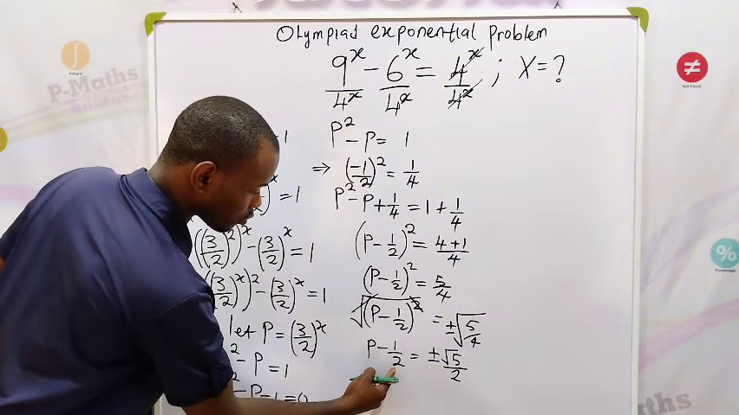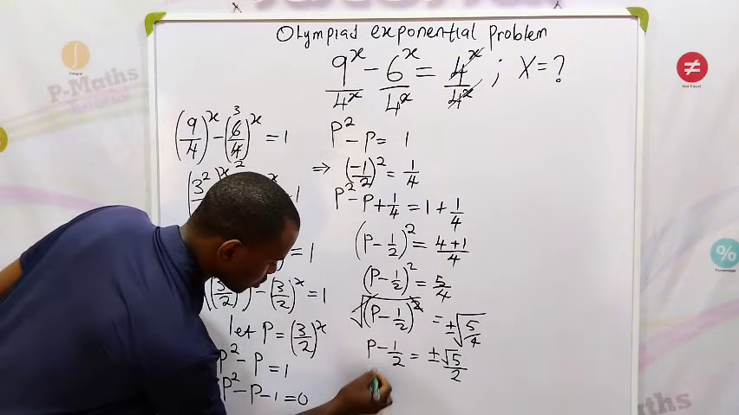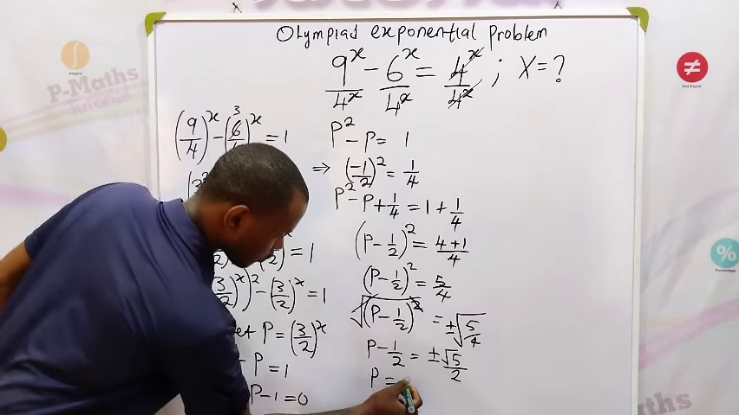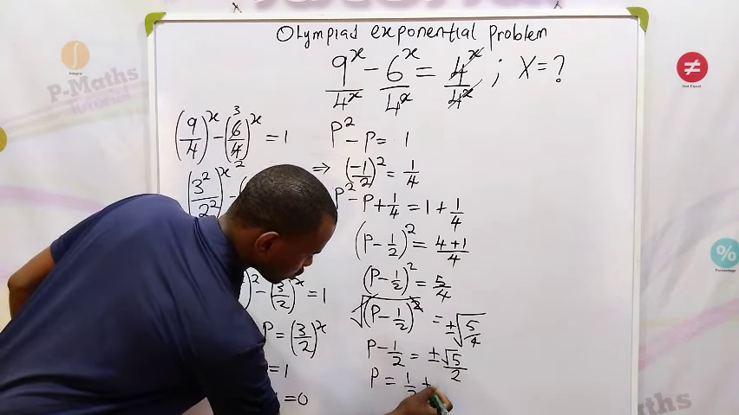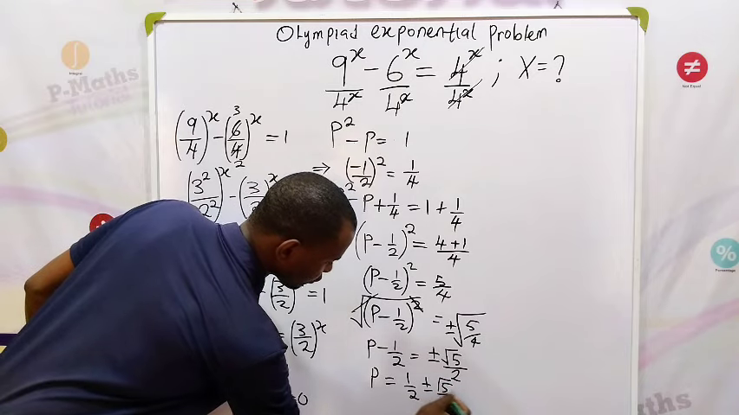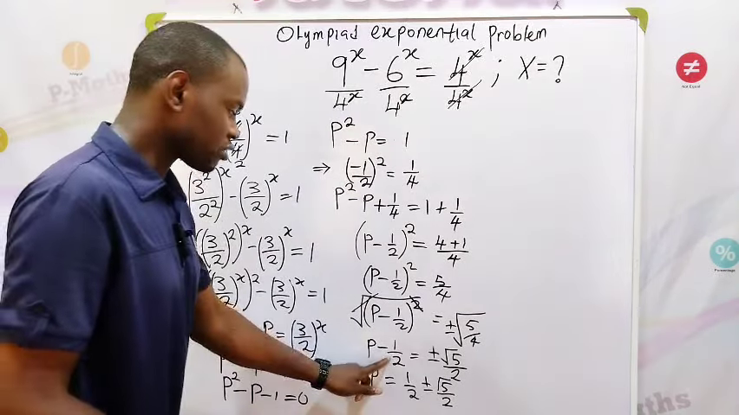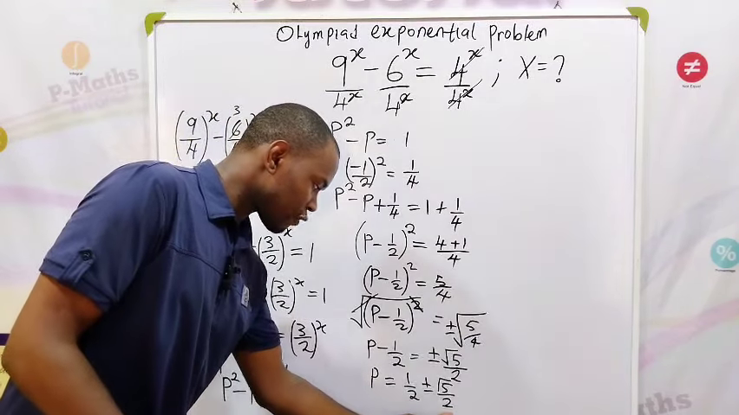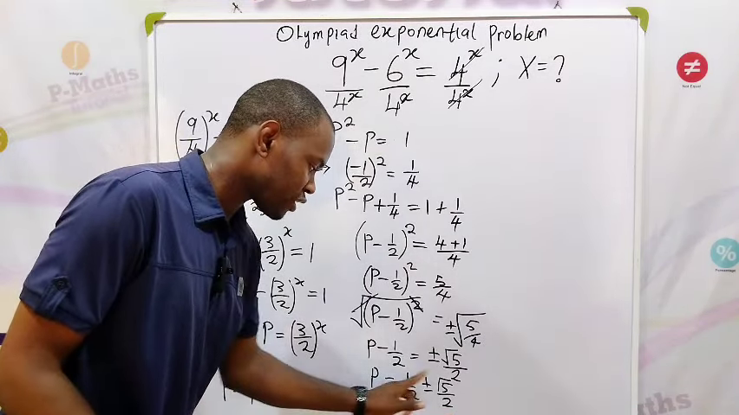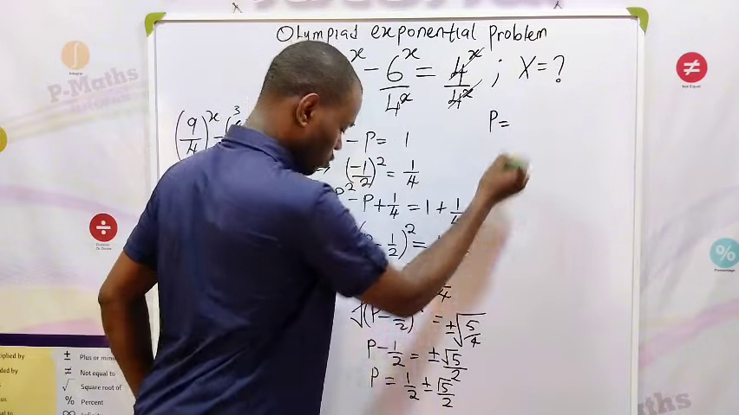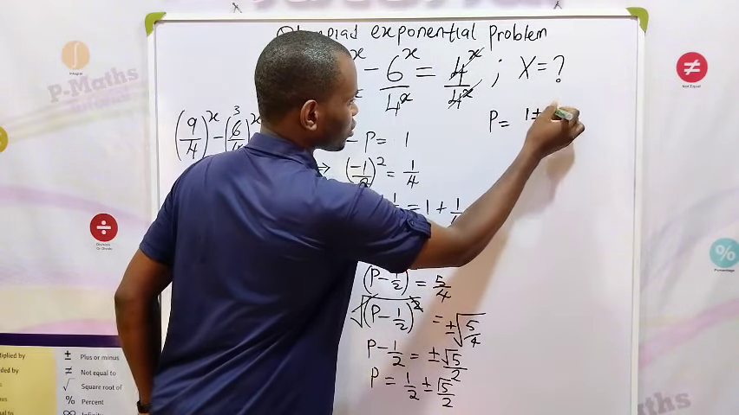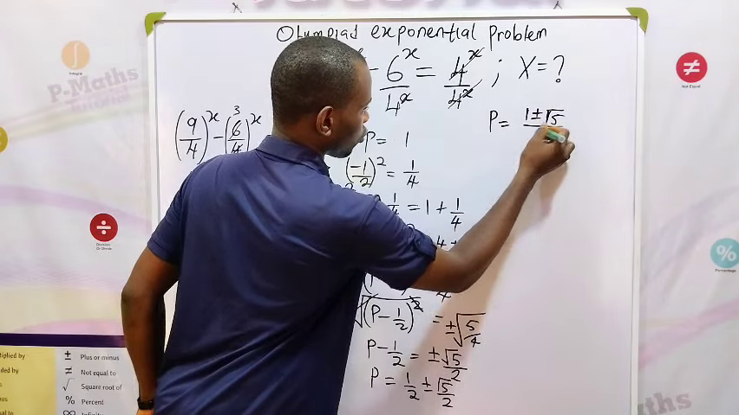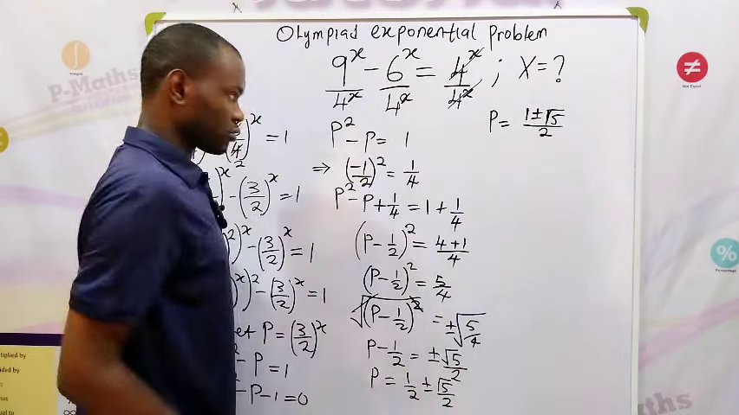All right, so what next? Take this negative 1 over 2 to the right hand side. We have p equals 1 over 2 plus or minus the square root of 5 over 2. We've just taken this to the right hand side. What next? This is a common denominator. If you have a common denominator, you add their numerators. So p will be equal to 1 plus or minus the square root of 5 all over 2, because they are common denominators.